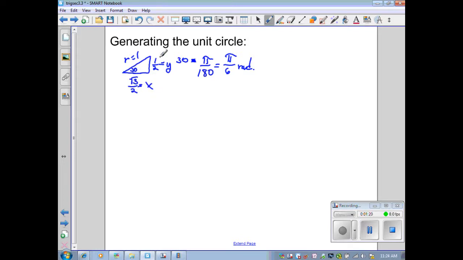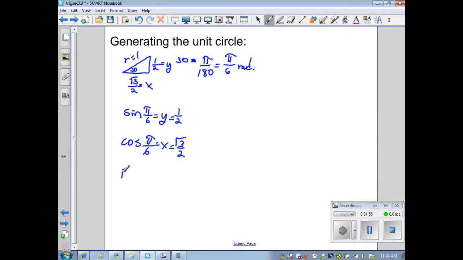Now, I can relate these values into my circular functions. Recall that I have the sine of s, and in this case, it's going to be pi over 6, is going to be the value equal to the y. So here, sine of pi over 6 is 1/2. Cosine of pi over 6 is equal to the x value. Here, that's the square root of 3 over 2.